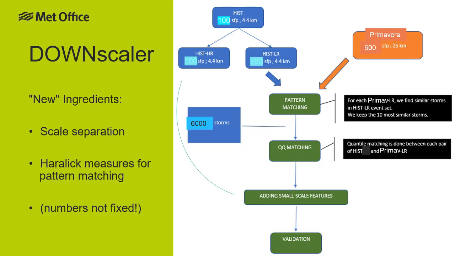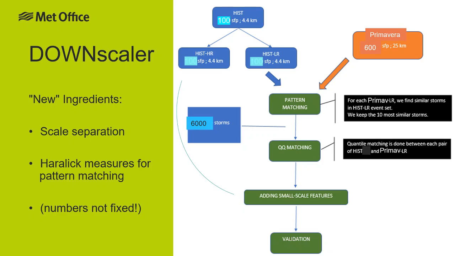In the top left blue box, we take the historical, about 100 storm footprints, and we separate the scales into a high resolution and a low resolution component. On the right hand side, we have the low resolution climate runs from the Primavera experiments. We have selected circa 600.